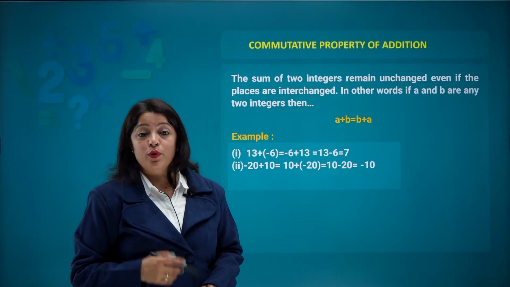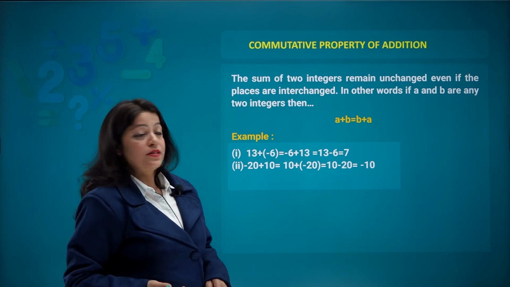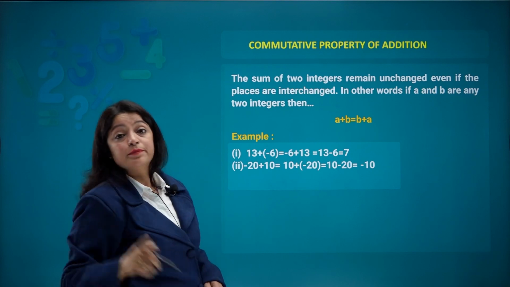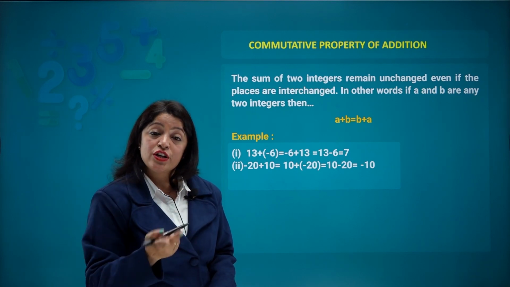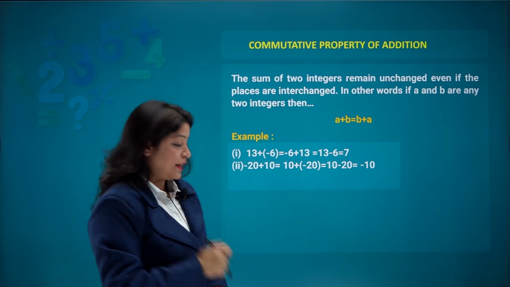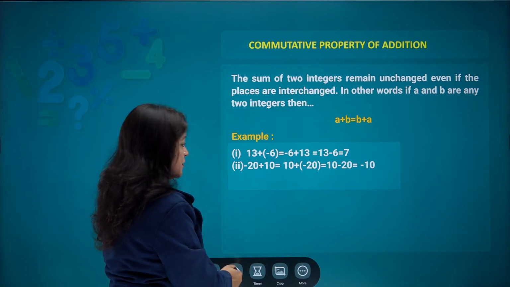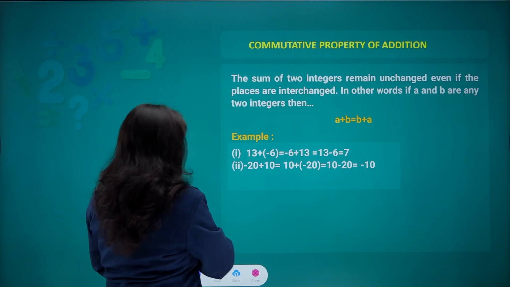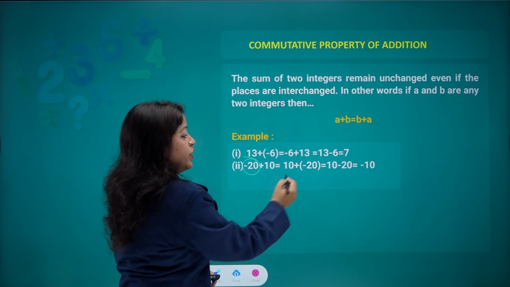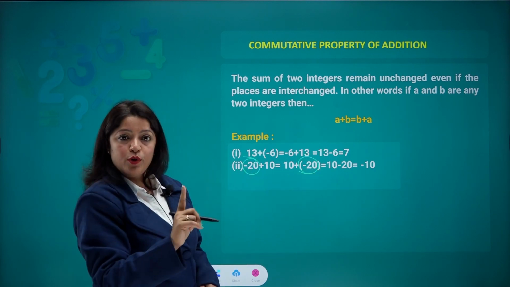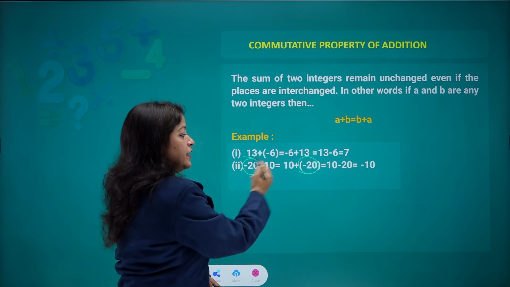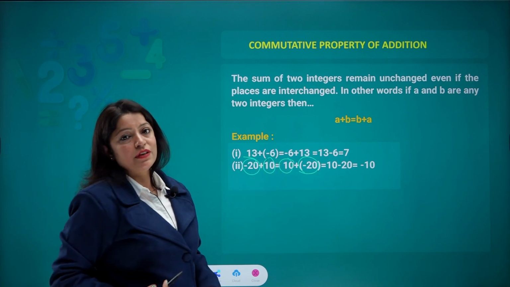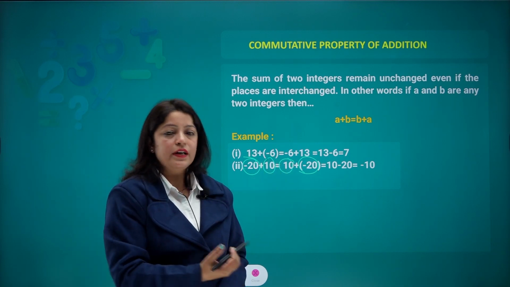Also, we can see one more example, minus 20 plus 10, or if I write 10 plus minus 20. But remember, when we are changing the order, we are not changing the sign. When I shift a term, like minus 20, I will add minus 20. I am not changing the sign of 20. This 10 is already positive, so I have written 10 first, and minus 20 will be written after that.